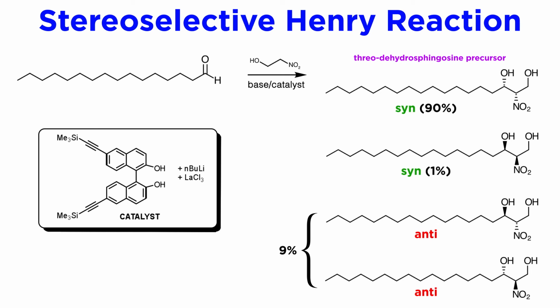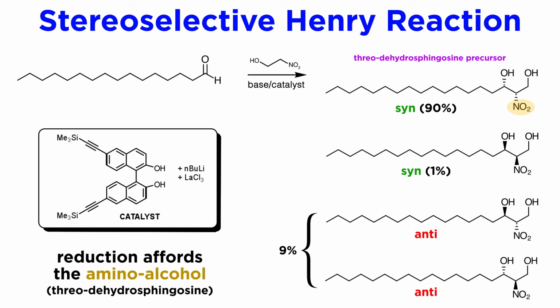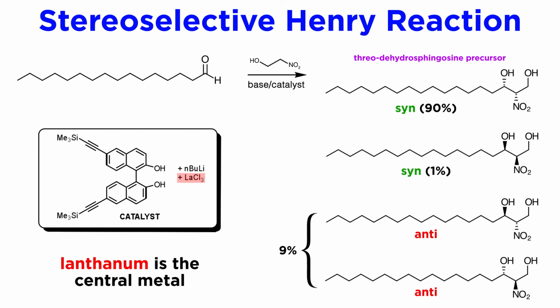The syn product dominates over the 2 anti-nitroaldols in a ratio of 91:9, and within the 2 syn products, enantioselectivity is almost complete. Later, the nitro group is reduced to an amine, illustrating the application of the Henry reaction to amino alcohols of biological significance. Shibasaki used lanthanum trichloride as the central metal to organize 3 BINOL ligands around the core center. Later, other metals have been used with a similar design.